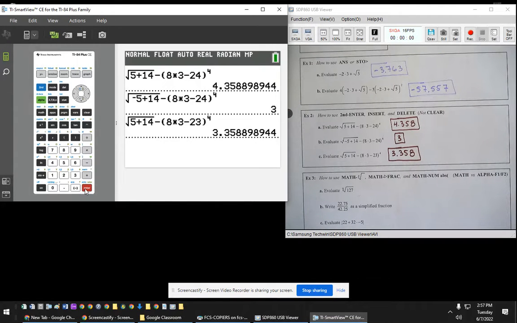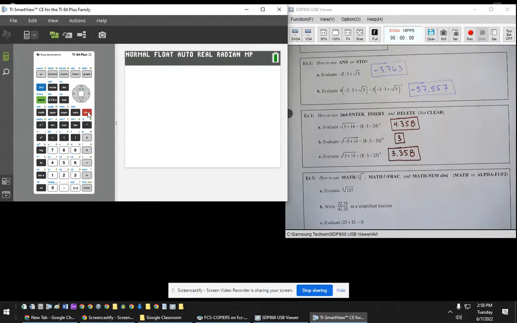So there's a quick review of how second enter brings up what you had before, how insert slides things down, and how delete kills one thing in the expression instead of the whole thing. So now watch, when I hit clear here, I get the whole new screen.